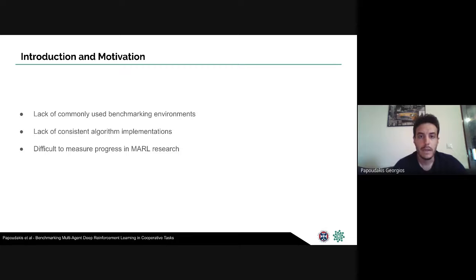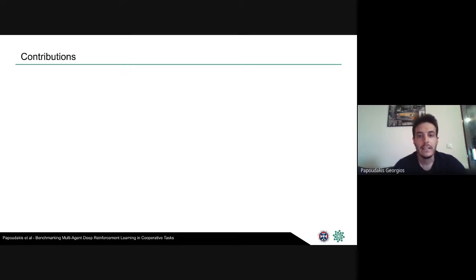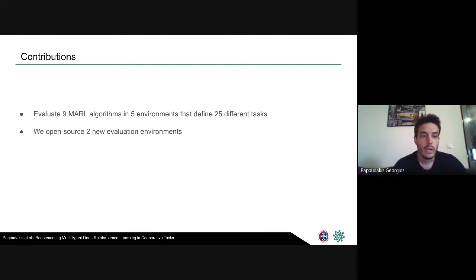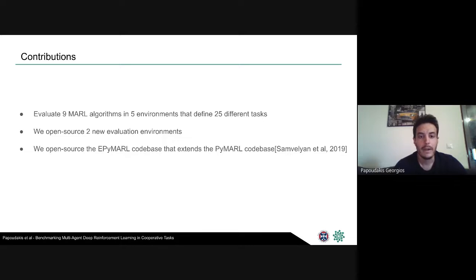For this reason, in this paper, we tried to benchmark 9 MARL algorithms in 5 environments that define in total 25 different cooperative tasks. We only focus on cooperative environments. We open sourced 2 new evaluation environments for future multi-agent research. And we also open source the PyMARL code base, which extends the existing PyMARL code base to include more algorithms, compatibility with more environments, and flexibility with implementation details.